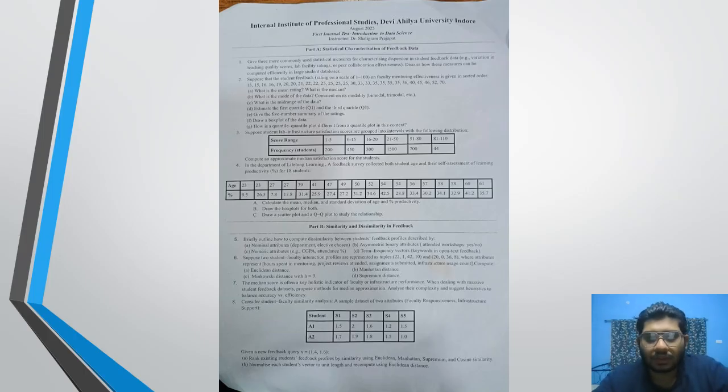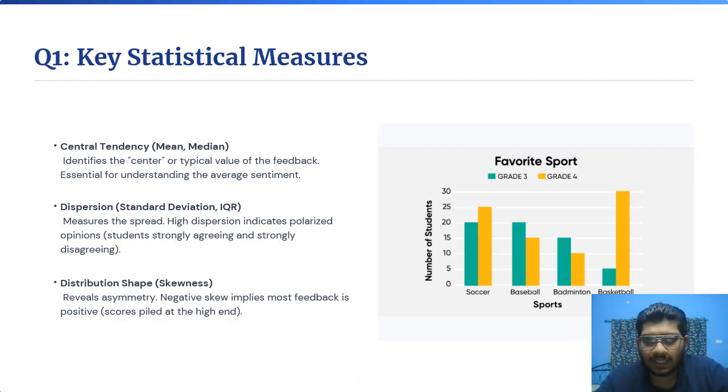Right now, we will begin with question number 1, which is asking us to tell the key statistic measures. Why do we need these key statistic measures? We need to have feedback, right? We are getting a feedback form upon how teachers act or how teachers behave. Indirectly we are giving ratings to teachers. So this is the feedback form and we need to get the information out of it, and we are going to use the statistic measures.